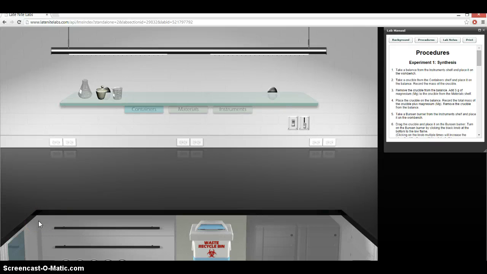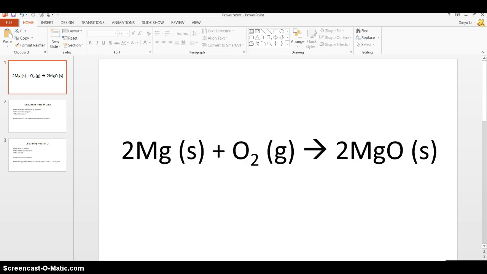Hello everyone, today we're going to perform an experiment showing a synthesis reaction. But first of all, let us explain what a synthesis reaction is. A synthesis reaction is a chemical reaction in which two or more simple substances combine to form a more complex substance. Today we're going to show the synthesis of magnesium oxide, which is represented by this equation here.